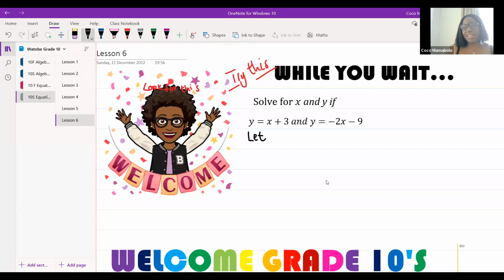Okay, let's get into this question. Remember, guys, we're going to have to number each of these. So I'm going to let y is equal to x plus 3, and I'm going to make this equation 1. And then y is equal to negative 2x minus 9, equation 2. And then I'm going to substitute equation 1 into equation 2.